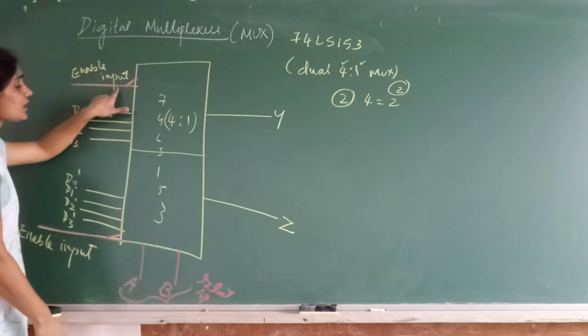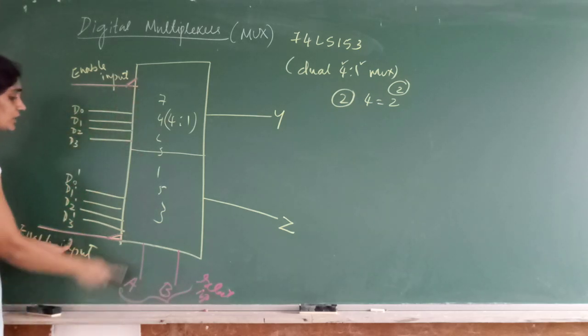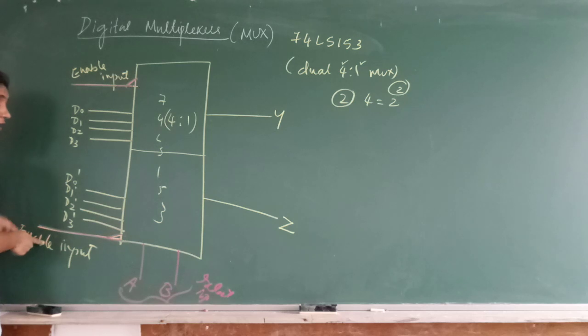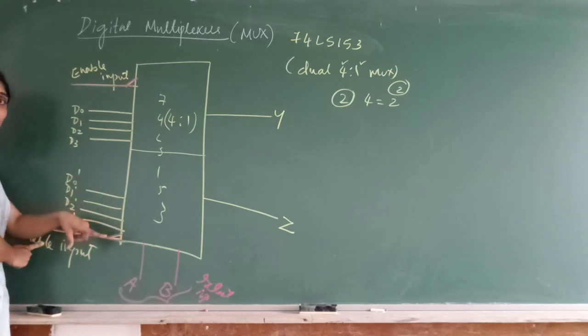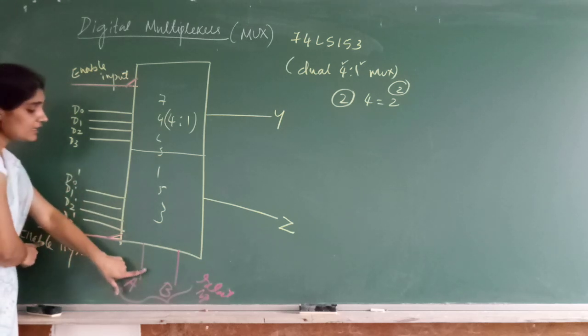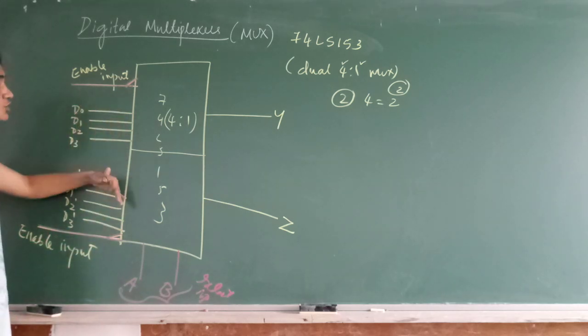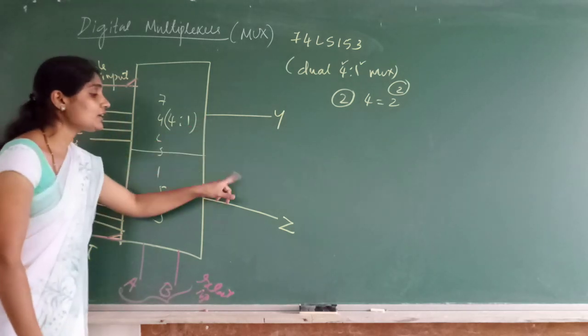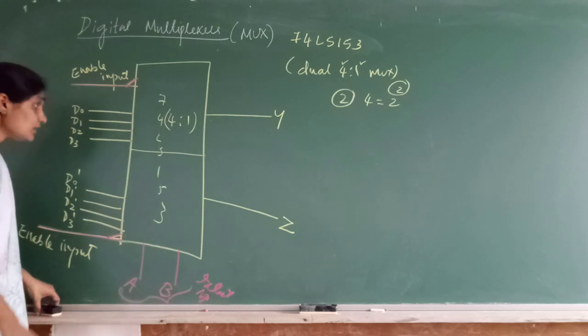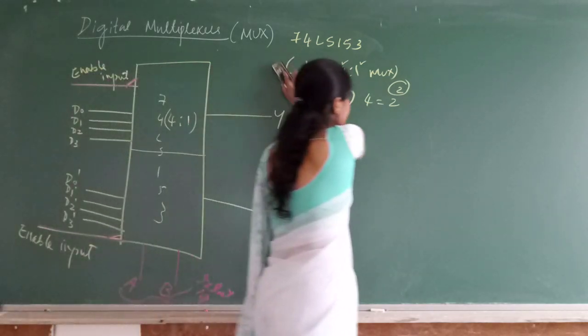So this is the enable input for this mux, and this is the enable input for that mux, and the enable input must be connected to 0 as it is active low. Only when you give a low signal will this input line be active. The select inputs will be common for both 4:1 multiplexers, and we have separate output lines for both. Now let us write the truth table.